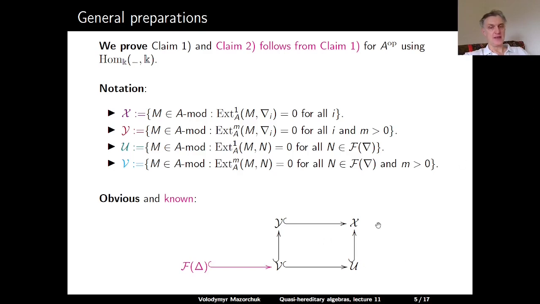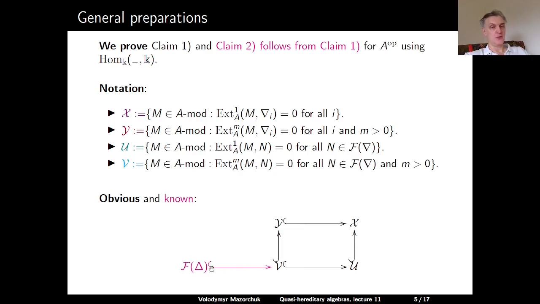Of course, Y is included into X, so if all extensions of all degrees vanish, then all first extensions vanish. Similarly, U is included into X. If all first extensions into modules with costandard filtration vanish, then all first extensions into costandard modules vanish. And similarly, V is a subcategory of Y, and V is a subcategory of U. And as we mentioned on the previous slide, we know that F delta is a subcategory of V.